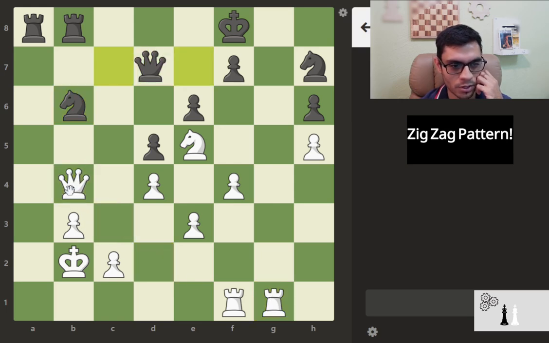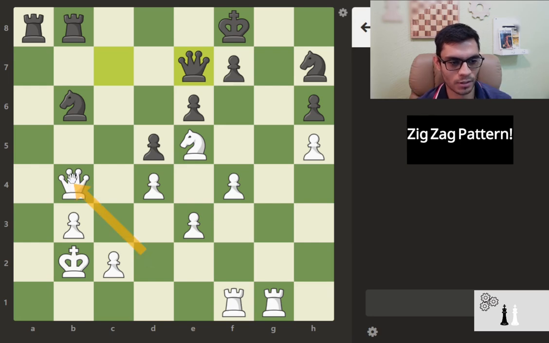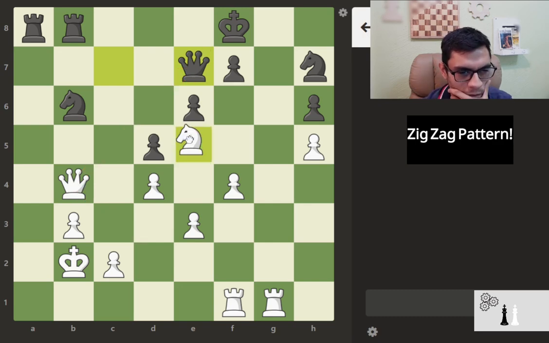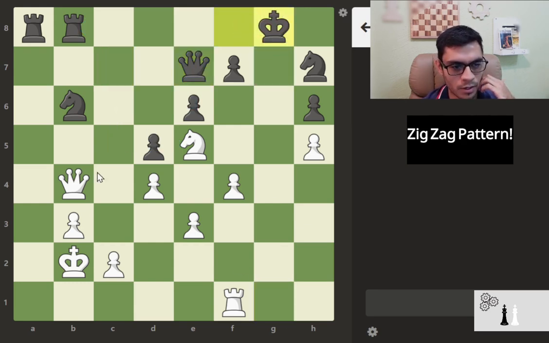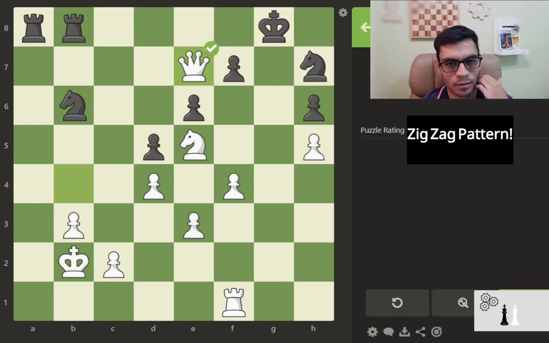So first you give a check, and now you see the zigzag pattern in this puzzle is over here. But you don't take immediately. I guess you could take, because if he takes back, now you give a fork, another zigzag pattern formed by the knight. So you have this zigzag and another zigzag. But no, there is a better move, which is just to give a check here. Now you take the queen, correct?